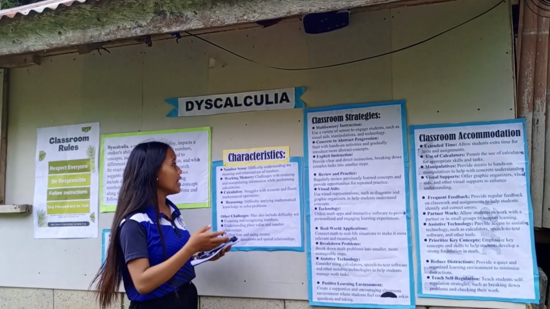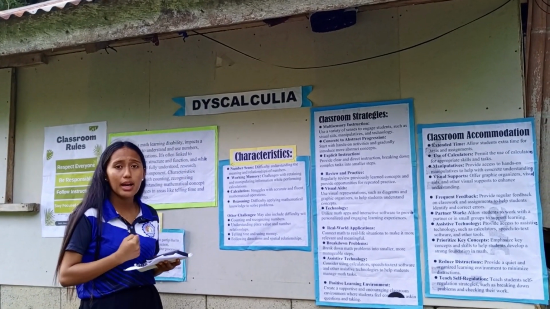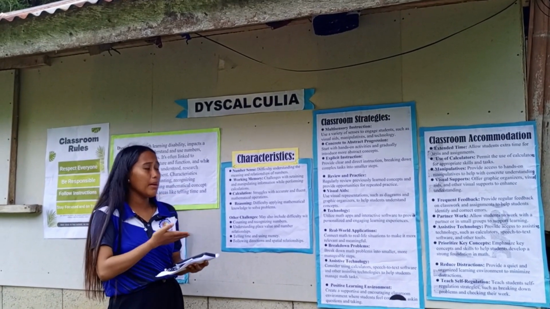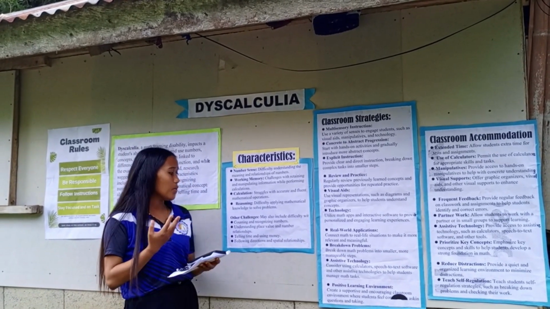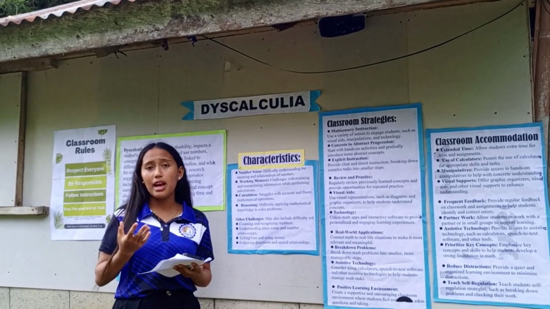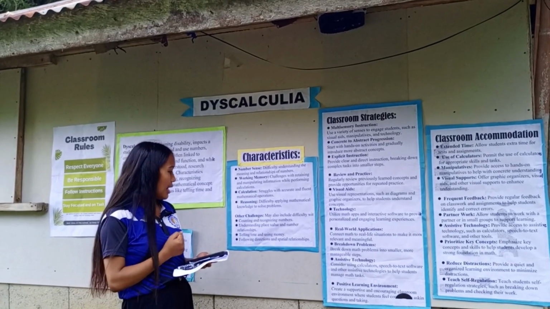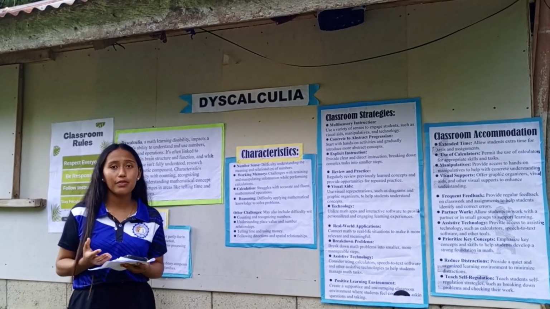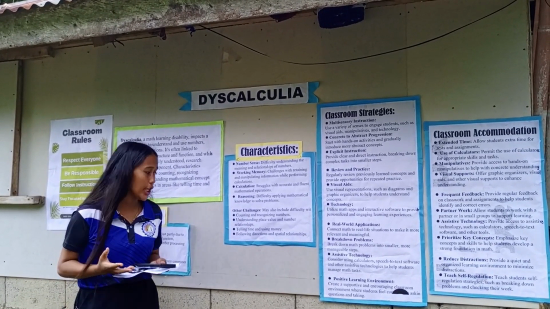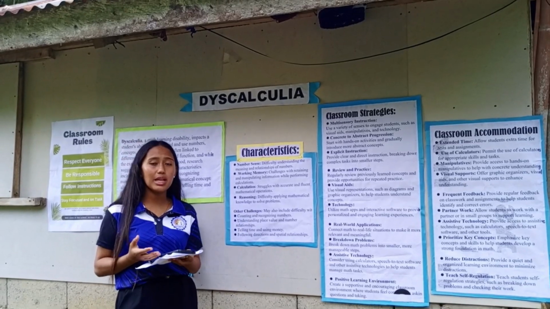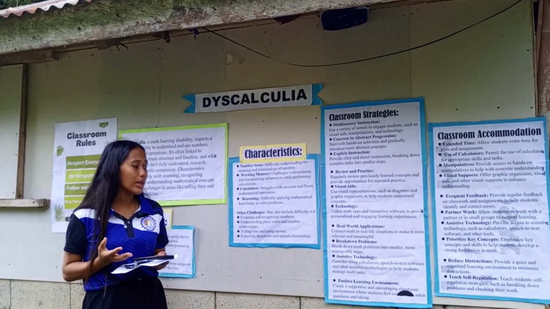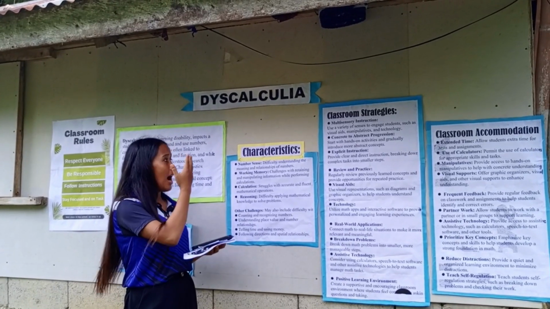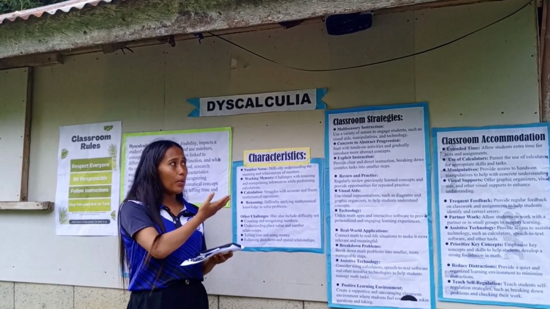So now let's proceed to characteristics. In dyscalculia, they have characteristics like number sense, working memory, calculations, and reasoning, and they also have other challenges like counting and recognizing numbers, understanding place value and number relationships, telling time and using money, and lastly, following direction and spatial relationships. Okay, so in characteristics, we are done here.